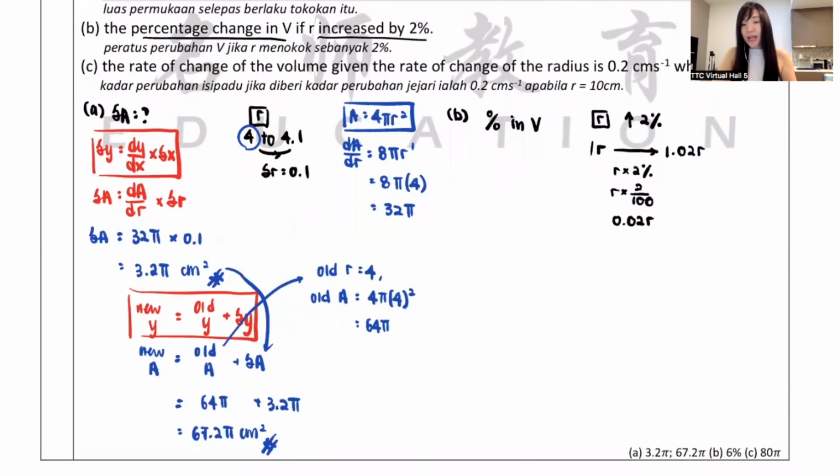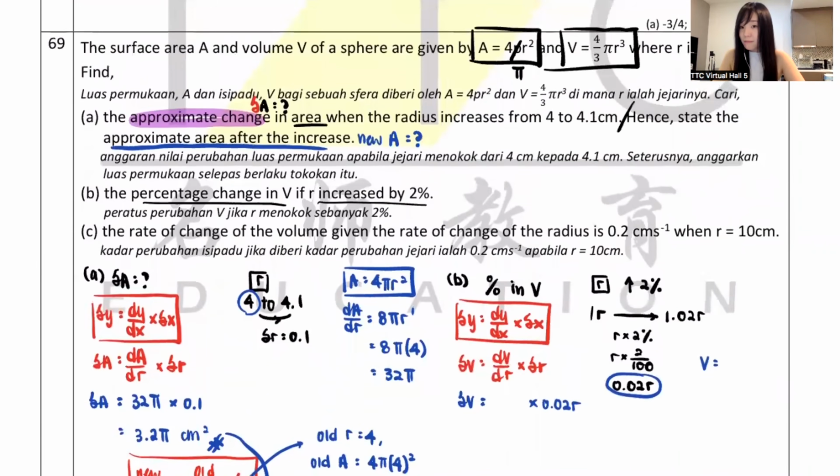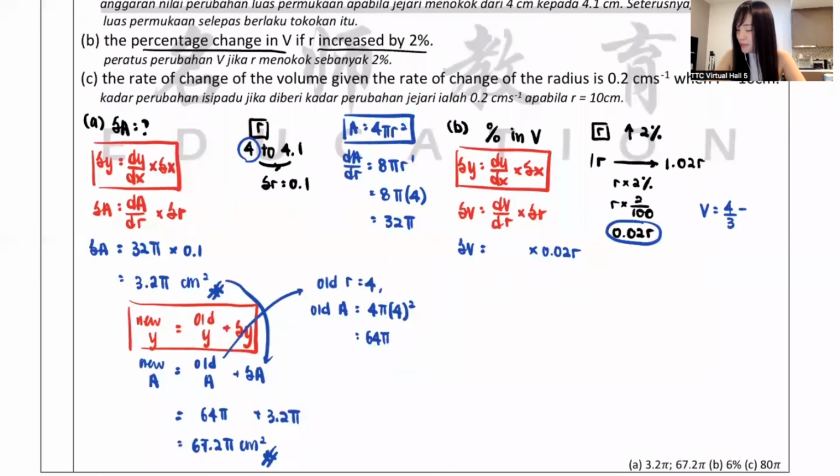Now, they want to find the percentage change in V. Of course, percentage change, you must have the change first. So the change is what? Delta again. So I repeat again, small change formula is this. Change it to fit the questions. The Y changes to V, the X changes to R. Saw it? Let's sub inside. Delta V equals dV/dR times 0.02 R. Where do I get my dV/dR? I must have my V equation.